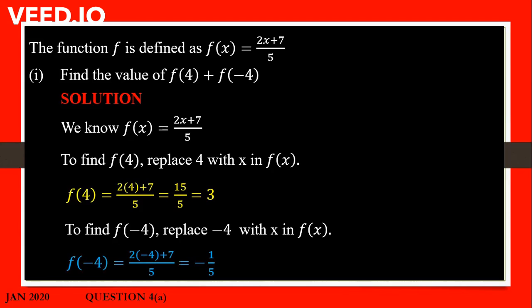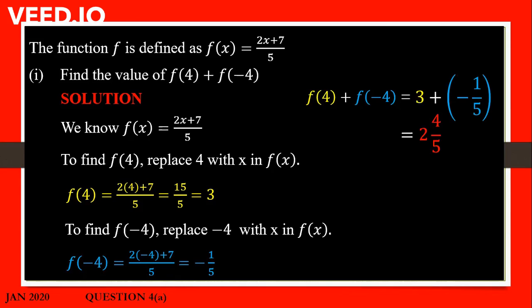Now that we have found the value for f of 4 and f of negative 4, we can take the sum of these two functions. Now, f of 4 plus f of negative 4 is equal to 3 plus negative 1/5, which gives 2 and 4/5. Let us look at the second question.